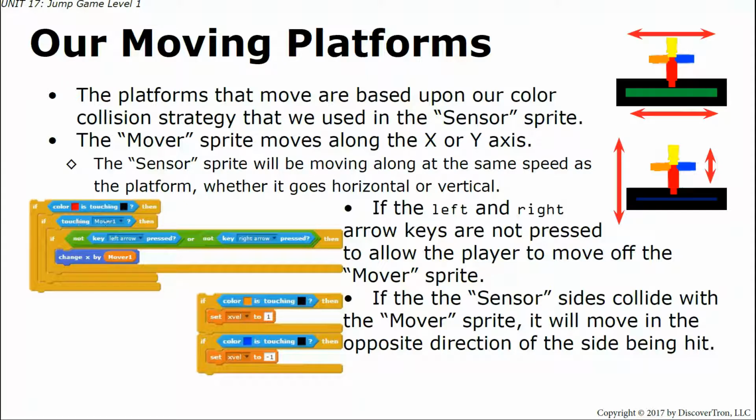And once it's touching that, you can come over here and see, okay, when red's touching black, we check to see if it's touching mover 1. That's the name of the sprite right here. If that's true, next we go into this if condition. We're going to check to make sure the left arrow key is not pressed, and we're also going to check to see if the right arrow key is not pressed. If neither left or right arrow key is pressed, we'll change the X position of the sensor sprite right here by a variable called mover1. And mover1 is a variable that we set up in the code that tells the mover sprite how fast to move.